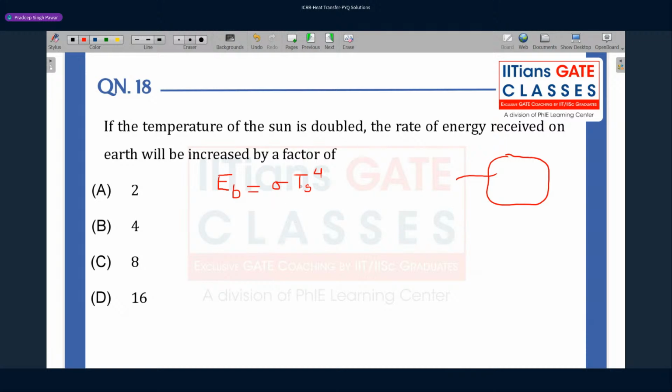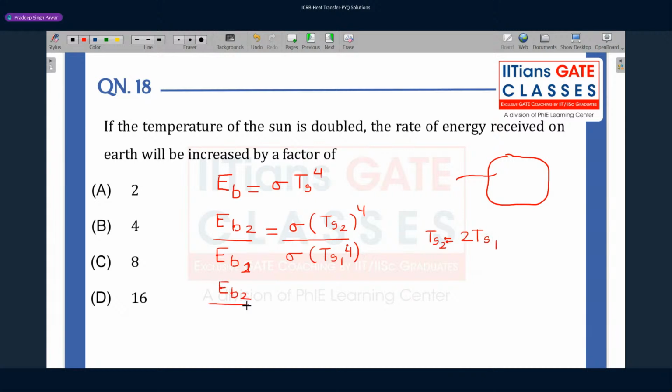Now, what he's saying is we are increasing the temperature 2 times. So let us see how much the energy will be increased. EB1 by EB2, that is the emissive power of a black body at the sun's temperature. Let us say this is our temperature TS2, and this is sigma TS1 to the power 4. Now TS2 is 2 times TS1. So EB2 by EB1 will become 2 to the power 4, which is nothing but 16 times. So the energy emitted by the sun, or the energy received by the earth, will be increased by a factor of 16. So the answer is D.